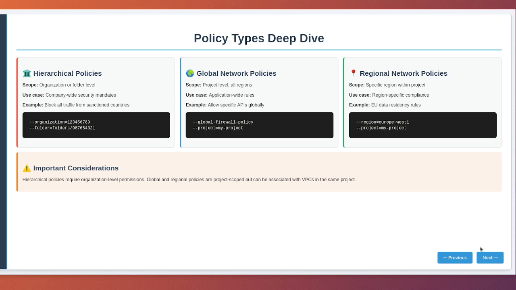This isn't something every developer can modify. It's typically managed by your central security team. When a packet matches a hierarchical policy rule, that decision is final. No lower-level policy can override it.